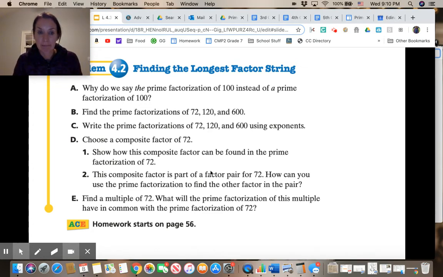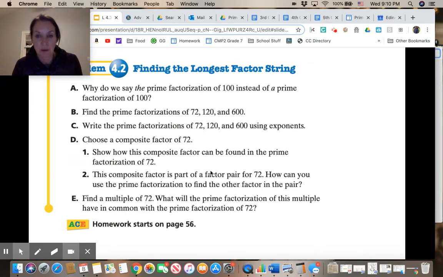In B, you were supposed to find the prime factorizations of those three numbers. So 72 is 2 by 2 by 2 by 3 by 3. 120 is 2 by 2 by 2 by 3 by 5. And 600 is 2 by 2 by 2 by 3 by 5 by 5. And then it asked you to write those using exponents.